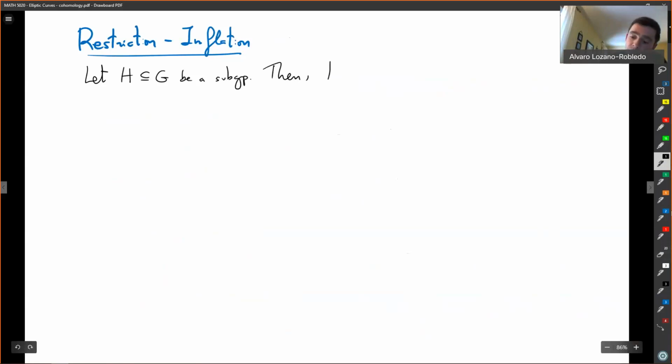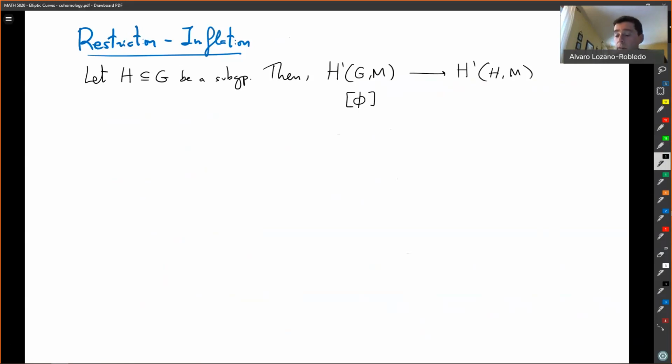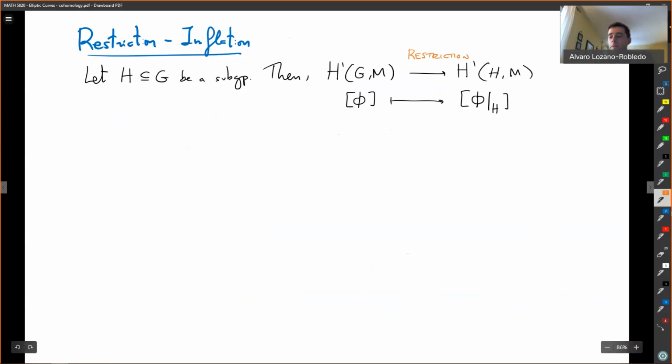we actually have a map from H1 of G to H1 of H by simply restriction. Take the class of a cocycle, which is a map from G to M, and I can restrict it to H, and I get a map that will also have the property of a twisted homomorphism, so it will be a cocycle on the other side. So this restriction to H is another cocycle, and that is called the restriction map. It is usually just written res.